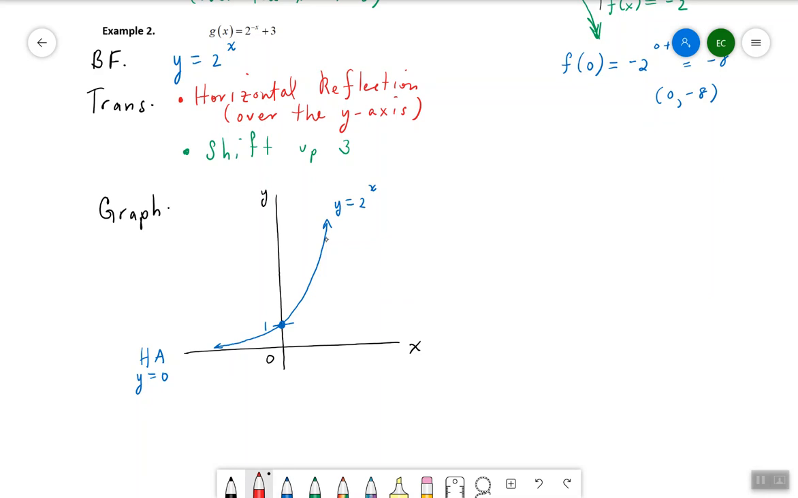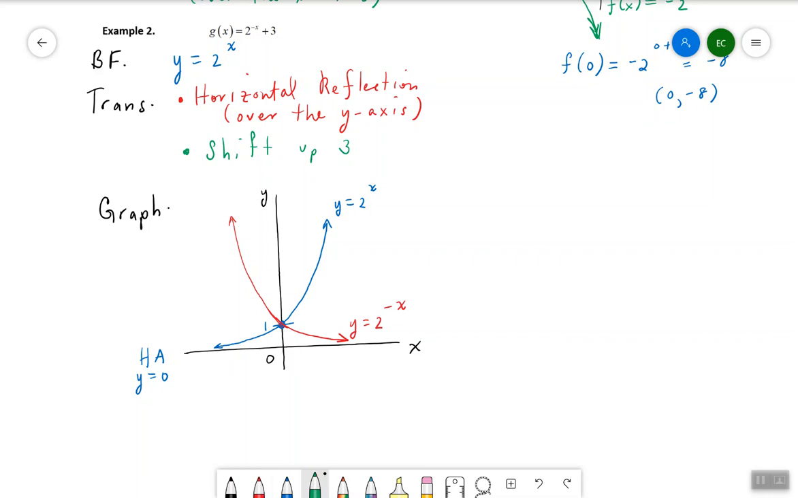So the piece on the right side is going to go to the left, and the piece on the left is going to go over to the right. Can you see what that's going to look like? Something like that. The horizontal asymptote didn't change. The y-intercept didn't change either. And this graph is y equals 2 to the -x. And then we want to shift this graph up 3 units.